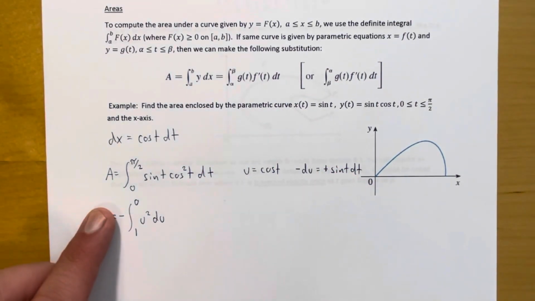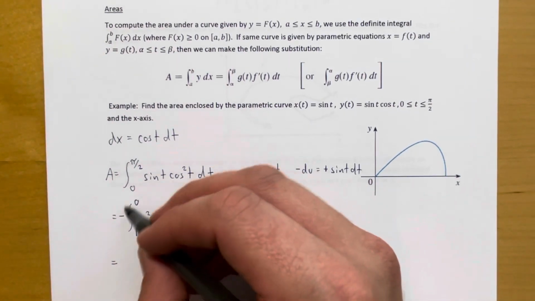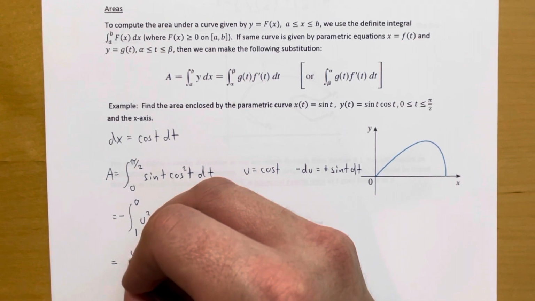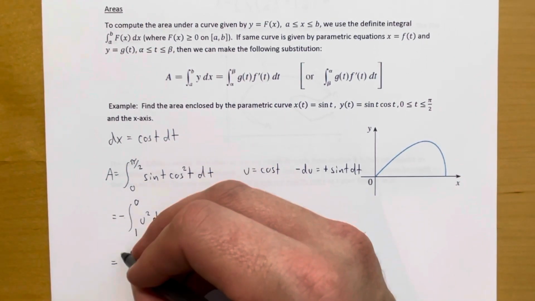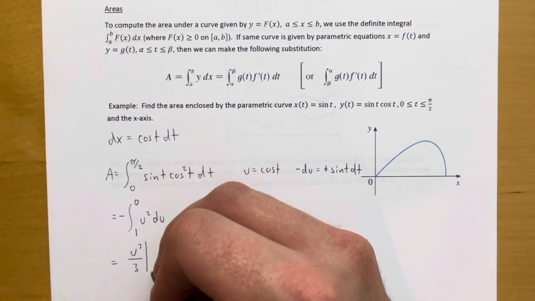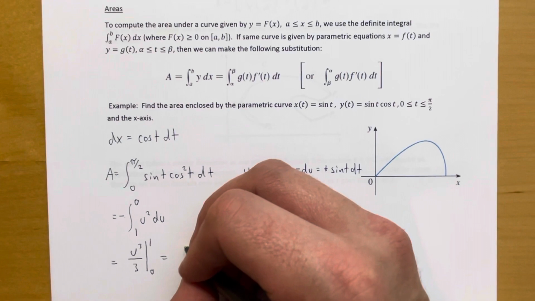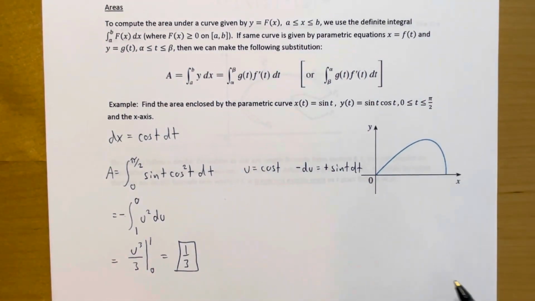Okay, I'll use that negative to flip the order of these limits of integration. And I'm also going to just do the integral in this step as well. So I get u cubed over 3, and the negative's not making an appearance here because I'm going to use the negative to flip the order of these limits of integration. This would just equal 1/3. So that's the area of this little region shown here.